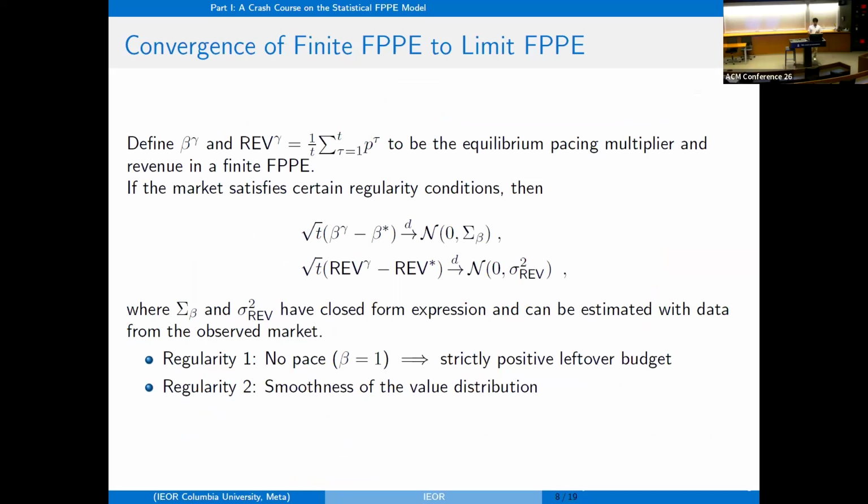A few more notations. So we let beta gamma be the pacing multiplier in the finite FAPE, and revenue gamma be just the average of the price. And if the market satisfies certain regularity conditions, we show that we have the following central limit theorems. And for the variance, we derive closed form expressions, and we can estimate those variances using the data.